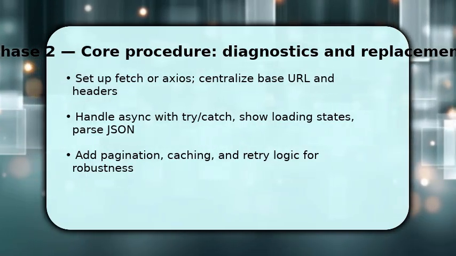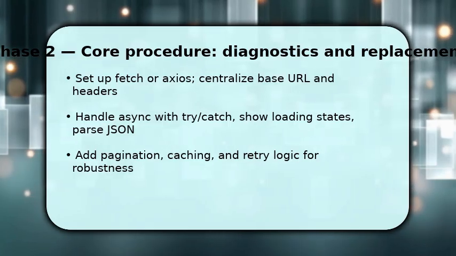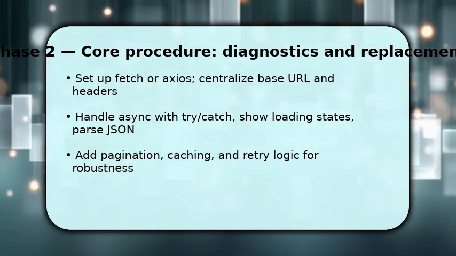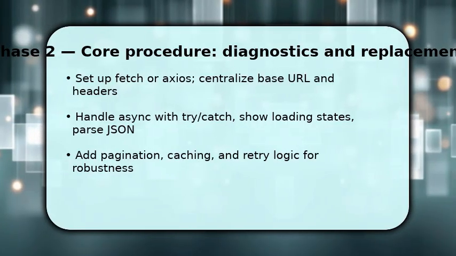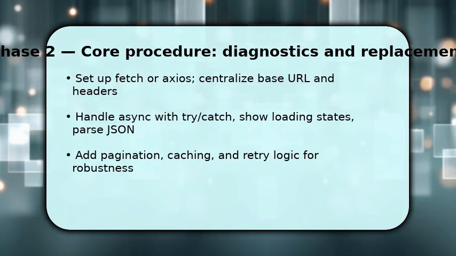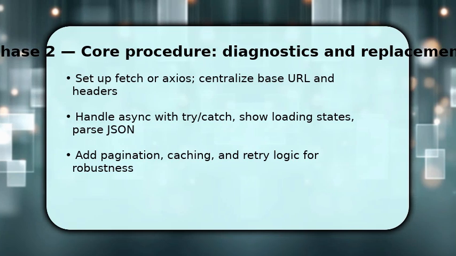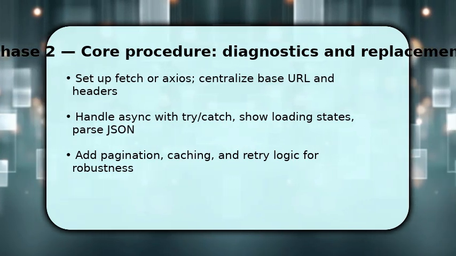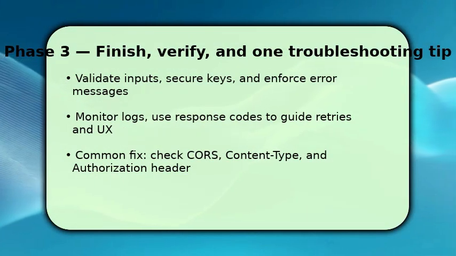This clarifies data flow. Make sure to add pagination and basic caching to reduce requests, and include retries for transient network failures to keep the app responsive. Finish by validating inputs and securing API keys on the server. Never embed secrets in client code.